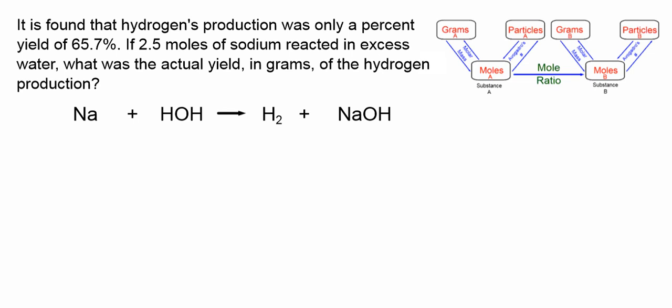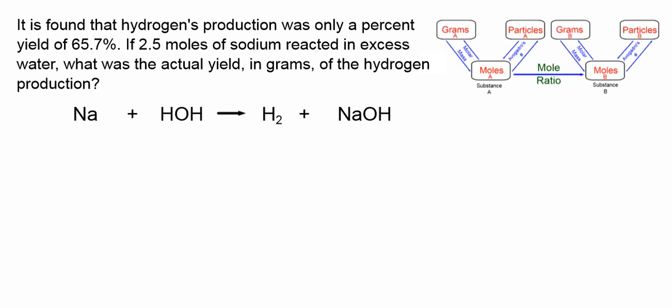Final question. It is found that hydrogen's production was only at a percent yield of 65.7%. If 2.5 moles of sodium reacted in excess water, what was the actual yield in grams of the hydrogen production? Okay, very confusing, a lot of words. This is why we organize our information.